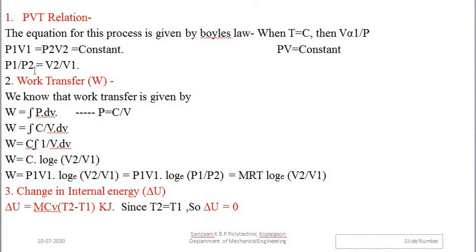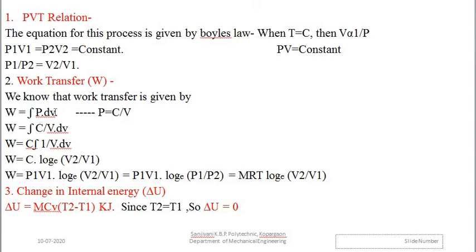So P1 upon P2 is equal to V2 upon V1. These are the equations we can use to solve the problems. Then the second point is the work transfer or the work done during the process. We know that the work transfer is given by W is equal to the integration of pressure into change in volume, PdV. Now as pressure is changing, volume is also changing at constant temperature.